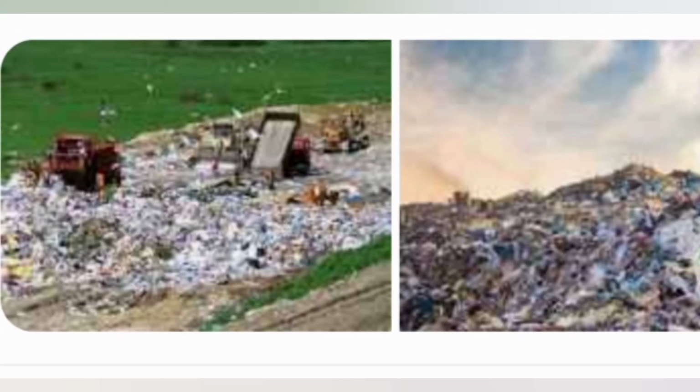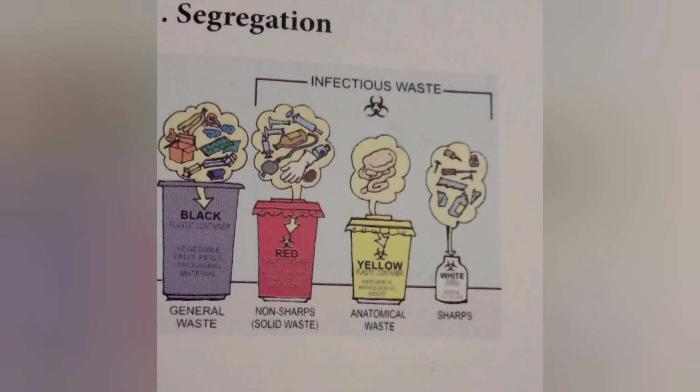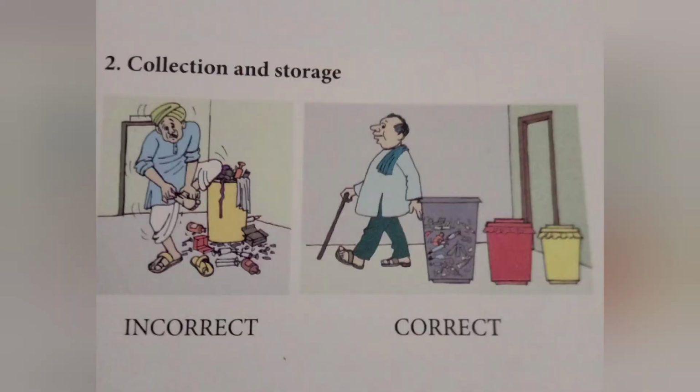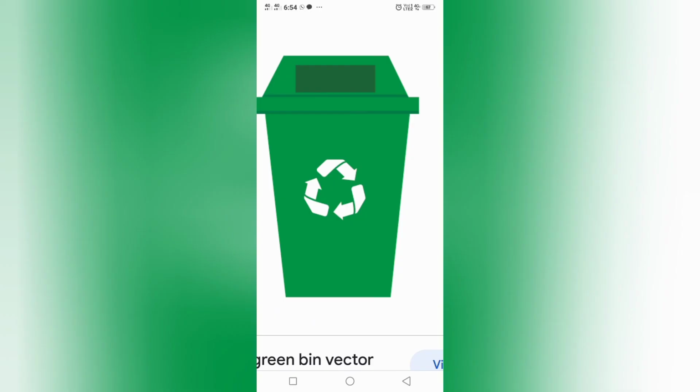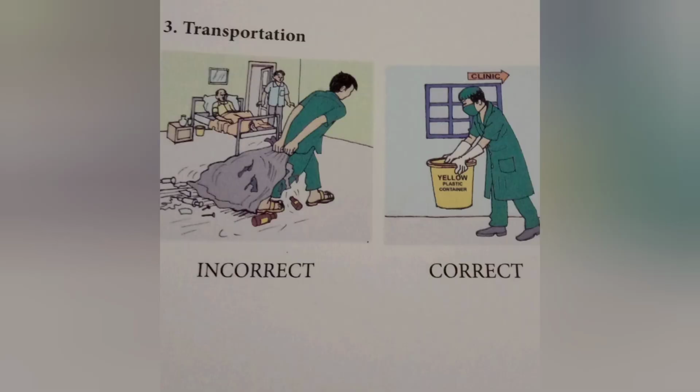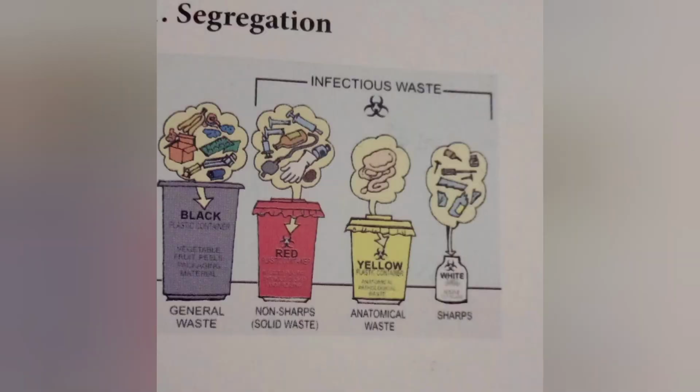Next, collection and storage. Always collect the waste in covered bins. Fill the bin up to 3/4 level. Next, clean the bin regularly with soap and water. Third one is transportation. When carrying waste from the source of generation to the site of final disposal, always carry it in closed containers and use dedicated waste collection bins for transporting waste.